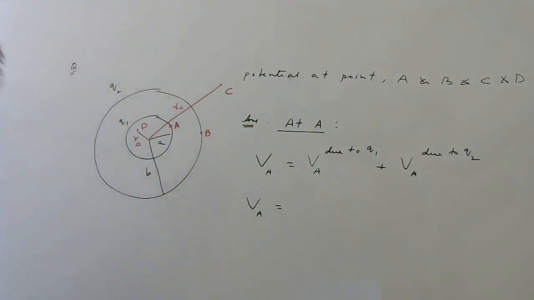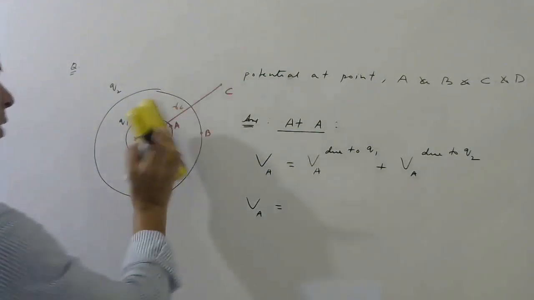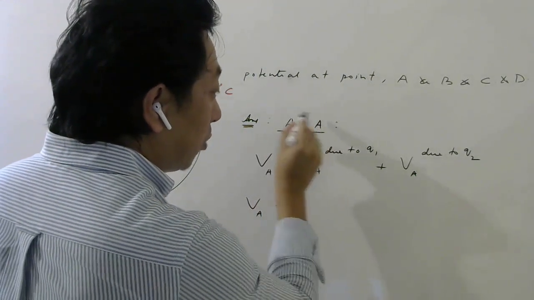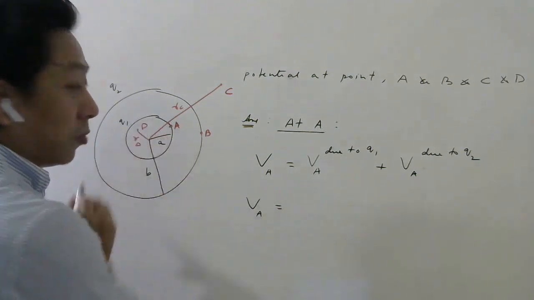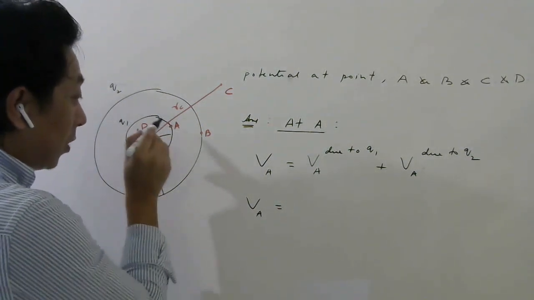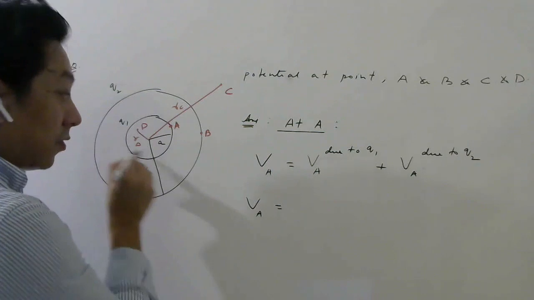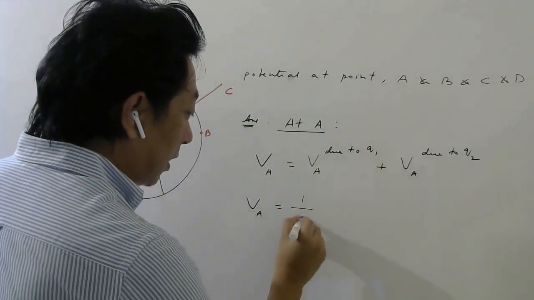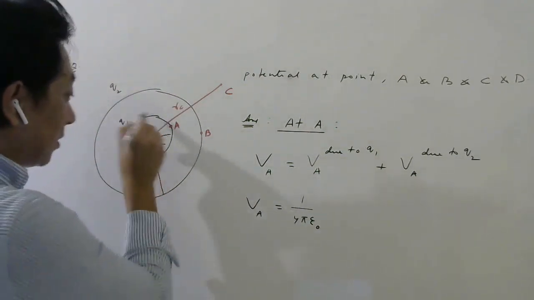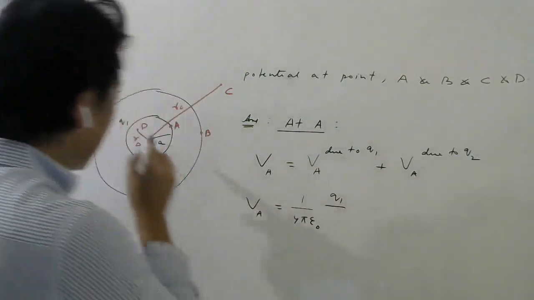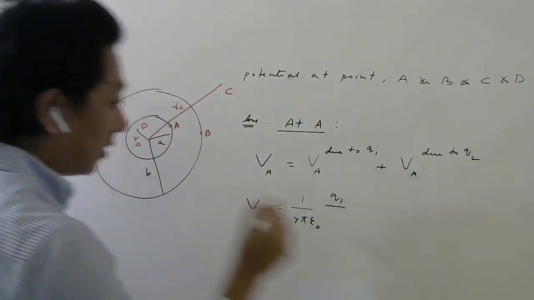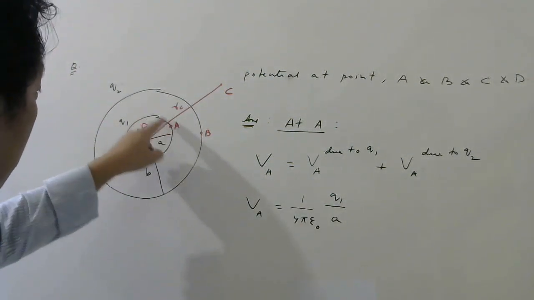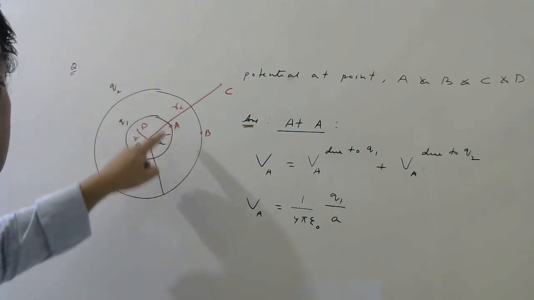Let me keep the diagram, no problem. First we are doing for the point A, and here I want potential. For this sphere, where is this point? On the surface. So what is the formula for potential on the surface? 1 by 4 pi epsilon naught, this charge divided by the radius of this, which is small a. So this is the potential at this point due to this shell of charge.